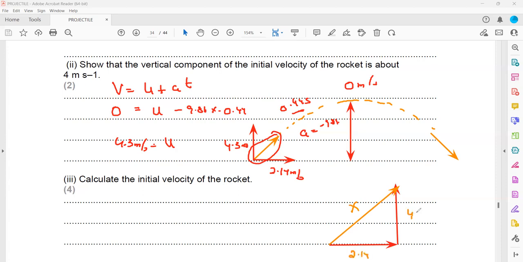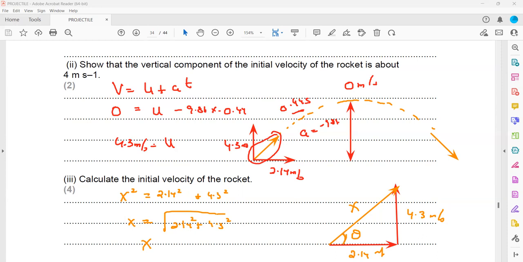So what we need is 2.14 and 4.3 meters per second. We use Pythagoras theorem. The hypotenuse squared equals base squared plus perpendicular squared. So x is the square root of 2.14 squared plus 4.3 squared. That will give us the value of the initial velocity. And we can also find the angle, the direction, if they ask for theta.